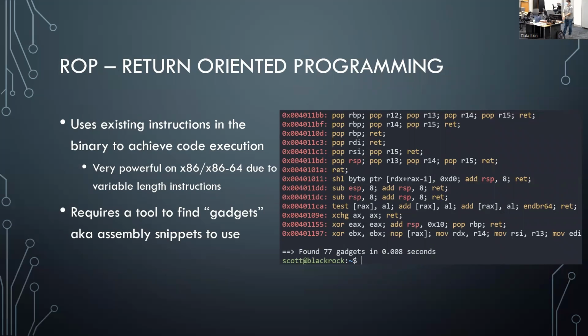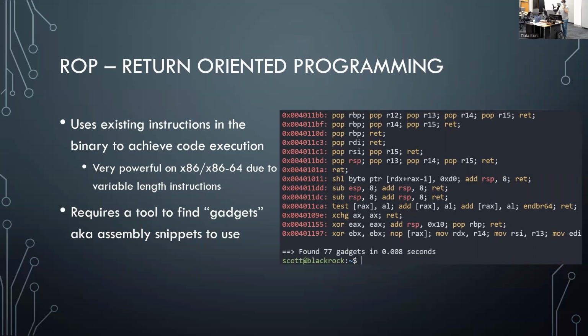So now we go on to ROP, which is basically a method of taking over when you have the ability to override the instruction pointer. You can use existing code in the binary to run whatever kind of program you want. It's very powerful on x86 and the 64-bit version because of variable length instructions. Every instruction doesn't follow the same length.